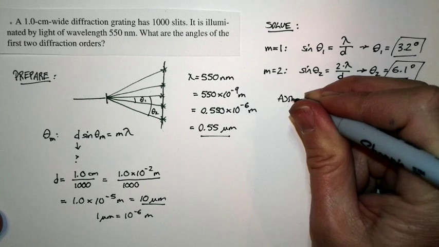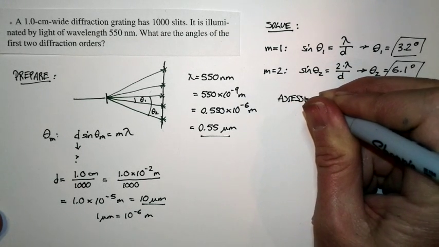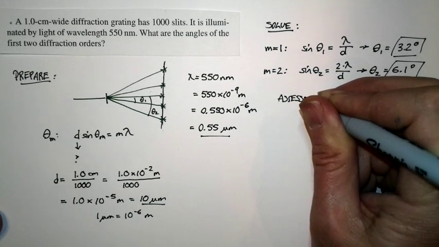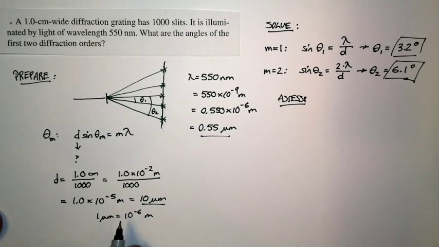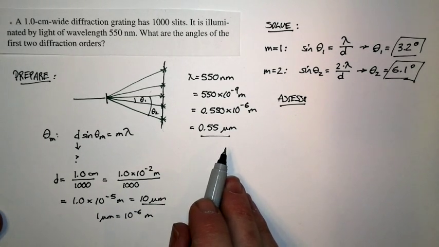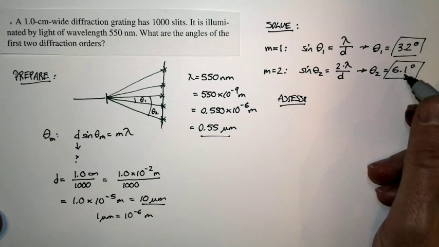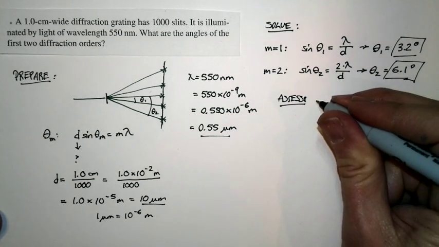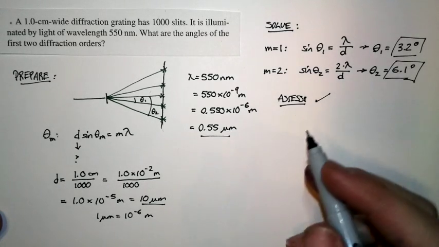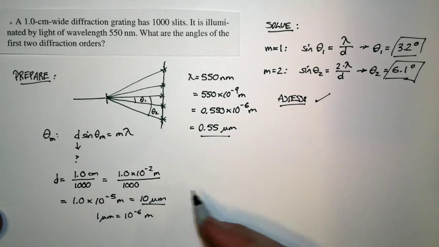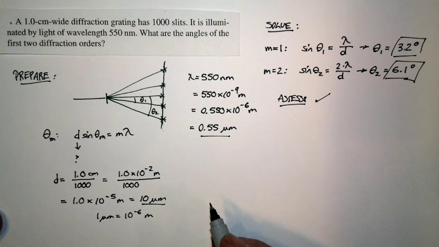My assessment is this. Given that the slit spacing is big compared to the wavelength, we expect these angles to be small, and these angles are small. They're just a few degrees, and so our net result matches what we understand about how the world works, and so everything's good.